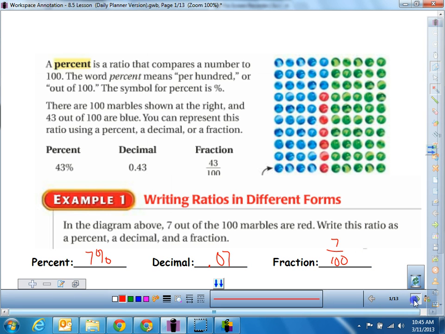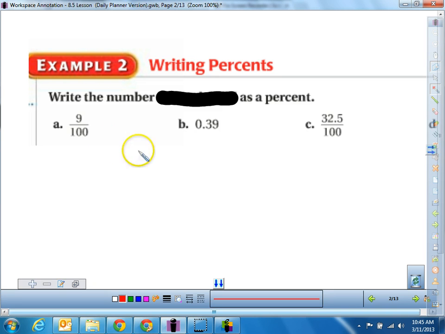So let's keep going. How about this? Write it as a percent. What would this one be if we were to write it as a percent? 9 over 100, 9 out of 100. Once it's out of 100, we know that it's already ready for percent mode. So 9% would be written like this. How about here? How could we write this one as a percent? We would say it's 39 hundredths. It's already in the hundreds place, so we know that it's just plain old 39%.